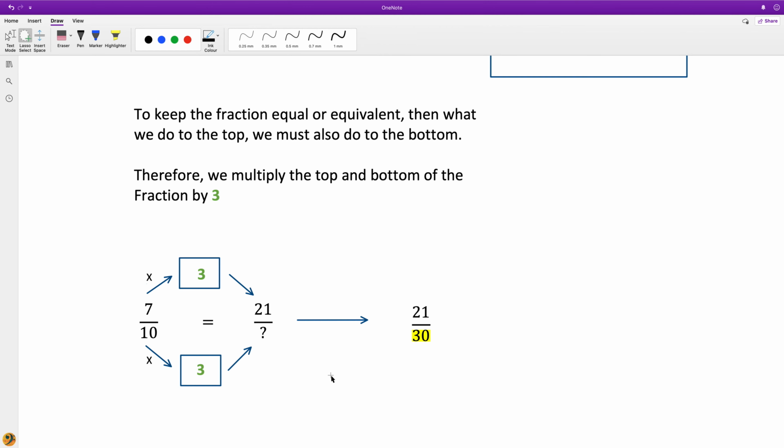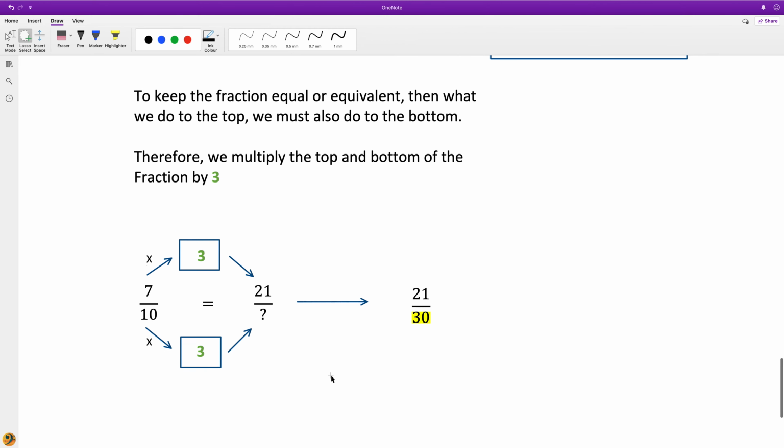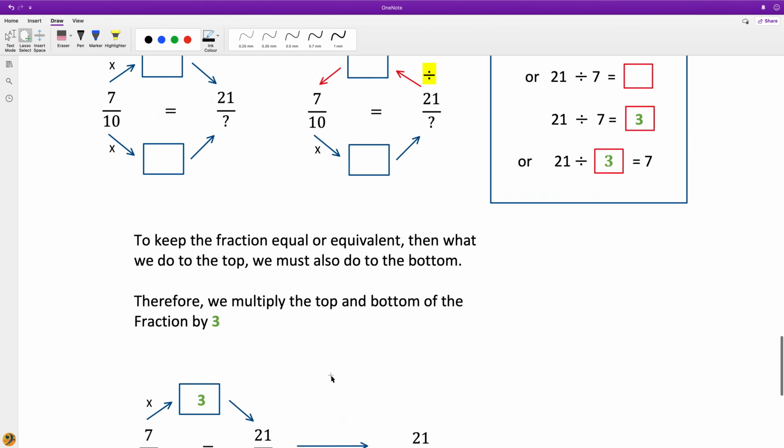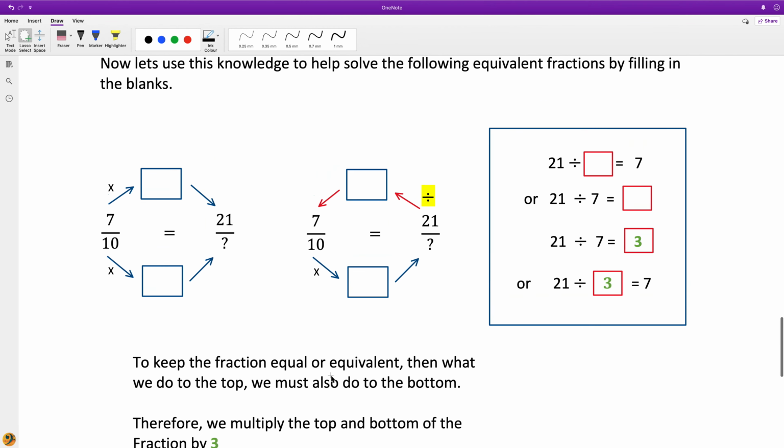Okay, excellent. Hopefully that all makes sense. And we might end the lesson there today about equivalent fractions. Hopefully that helps you guys out.